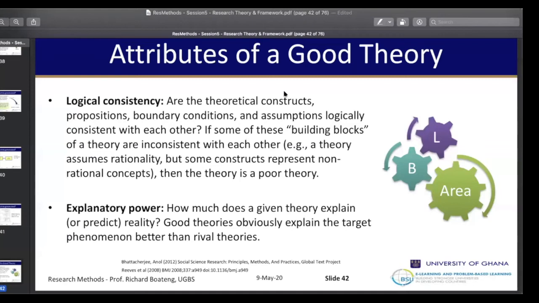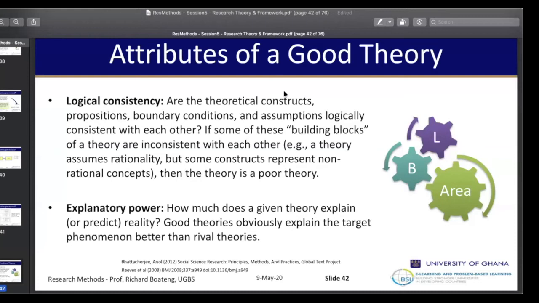For a theory, I'll come back to how theories are developed again. For a theory to be seen as relevant for your work, we have to have certain attributes of a good theory, apart from the dimensions or the building blocks. All theories should have logical consistency. It means: are the theoretical constructs, propositions, boundary conditions and assumptions logically consistent with each other? They have to relate with each other.